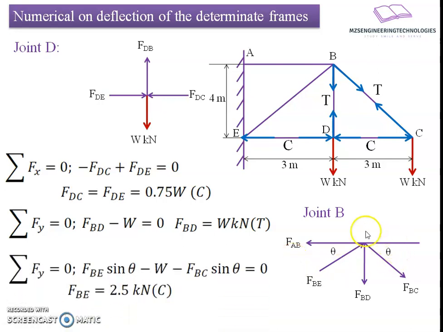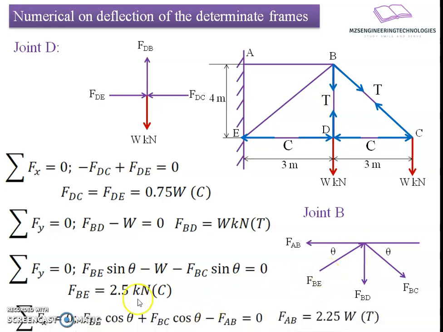So if I apply a static equilibrium equation for this particular free body diagram, it results in a relation: FBE sine theta minus W minus FBC sine theta equals 0. From this, the value of FBC is known to us. If we substitute the individual values, W is nothing but the force in the member FBD. Substituting the known values, we get FBE equals 2.5 kilonewton, compressive in nature. FBE is said to be compressive in nature.